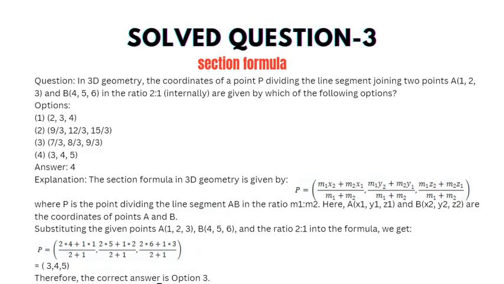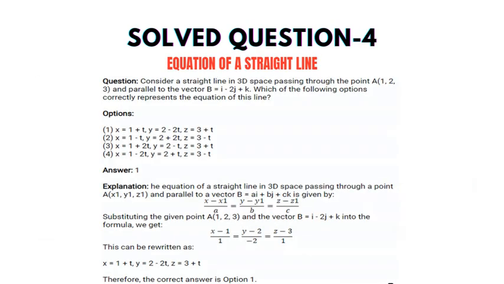Question 3 is: in 3D geometry, the coordinates of a point P dividing the line segment joining two points A and B in the ratio 2:1 internally are given by which of the following options? Use the section formula in 3D geometry. Option 3 is correct.